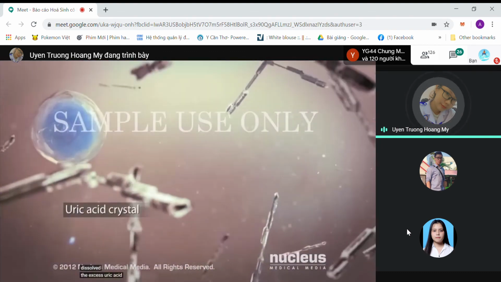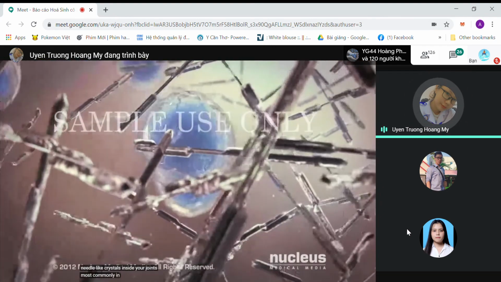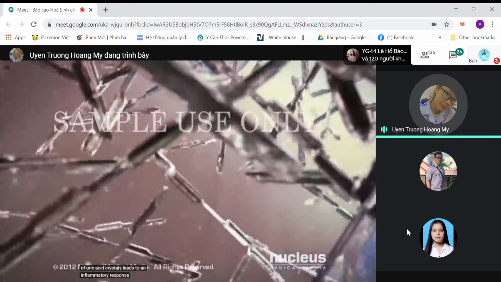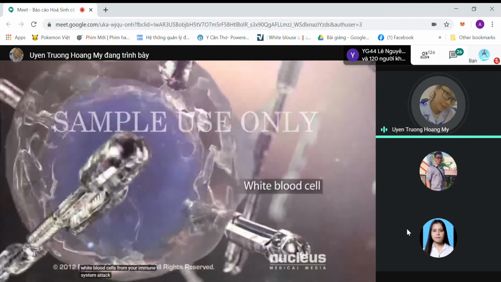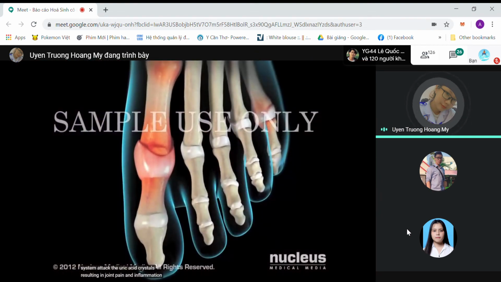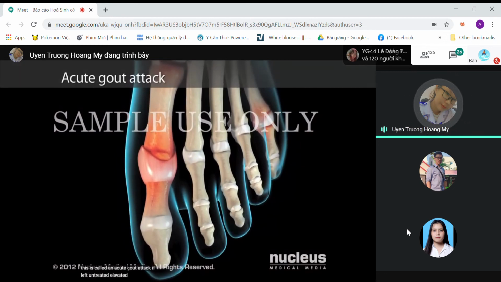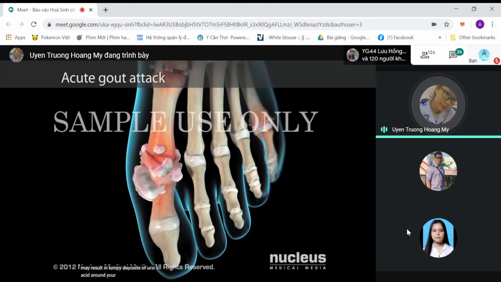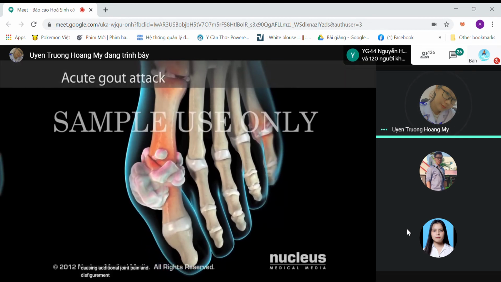The excess uric acid begins to form needle-like crystals inside your joints, most commonly in your big toe. Formation of uric acid crystals leads to an inflammatory response. White blood cells from your immune system attack the uric acid crystals, resulting in joint pain and inflammation. This is called an acute gout attack. If left untreated, elevated uric acid levels may result in lumpy deposits of uric acid around your joint, called a tophus, causing additional joint pain and disfigurement.